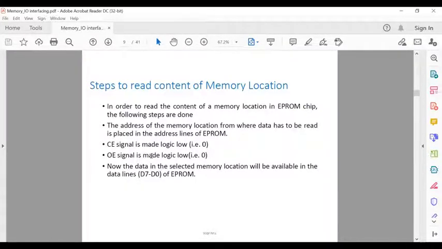Through which the output is connected, and this OE bar signal is connected with the memory read signal of the microprocessor. So everything will be connected to both the processor as well as this device. After this, the data in the selected memory location is available on the data lines, D0 to D7 of the EPROM, and after that the 8085 reads the data from the data lines.